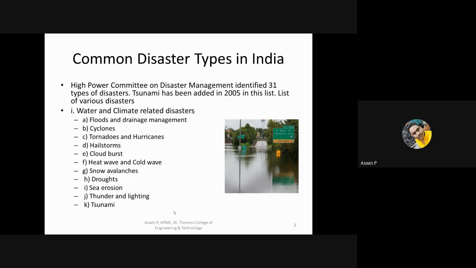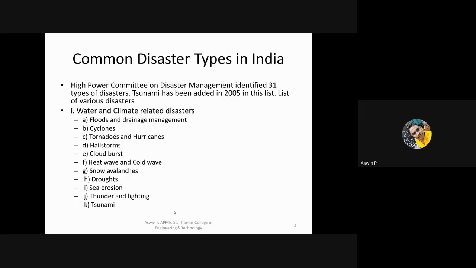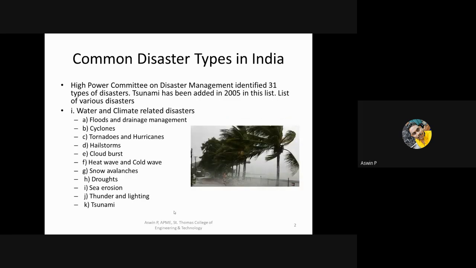Even when rainfall occurs, probably in the months of July, August, and September, we are facing flood-related issues all over Kerala. Even in Kannur, we have faced the same issue. And the second one is cyclone. In India, every year we face the effects of cyclones. In the coastal areas of Orissa, Andhra, and Tamil Nadu, we have a lot of cyclones every year.